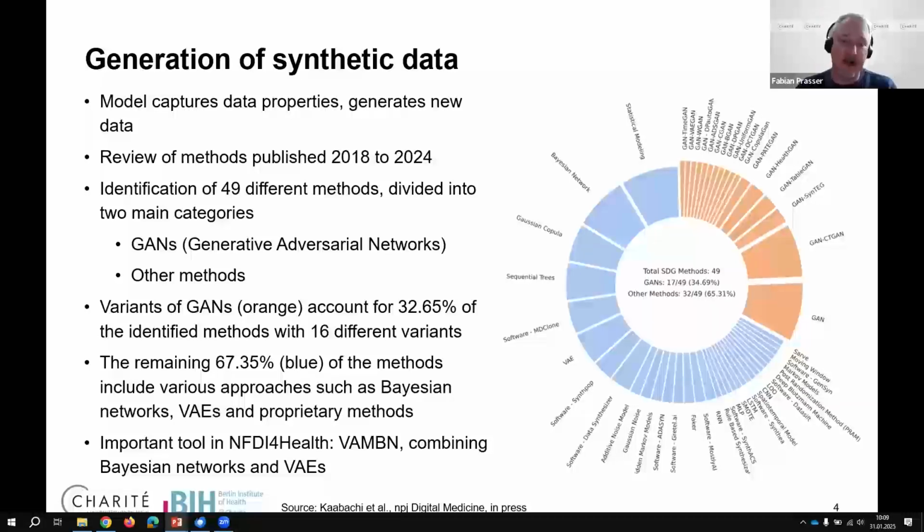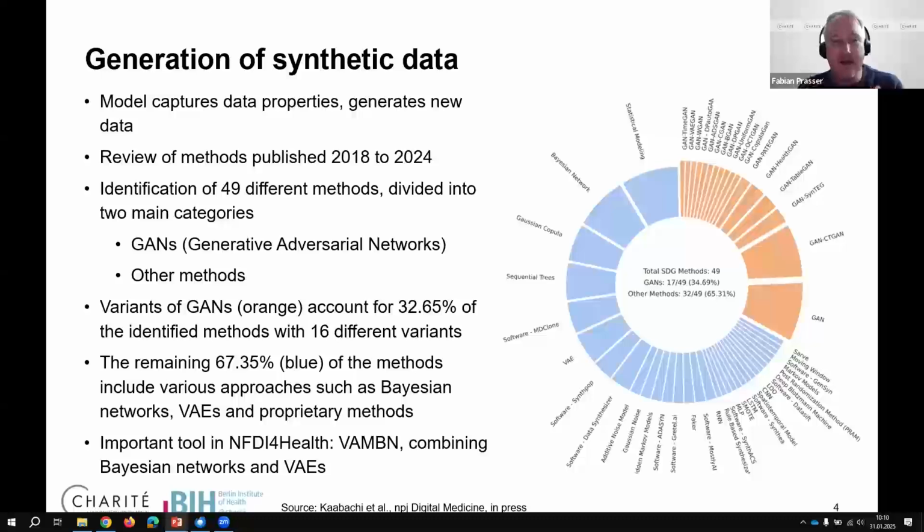And then there's a wide range of different approaches in the other 2/3 of the methods, which, for example, include Bayesian networks and also variational autoencoders, and also a range of proprietary approaches that have been suggested or are provided as tools or services for generating synthetic data. And in NFDI4Health, to give you a sneak peek into the talk by Holger, there's also a tool that is particularly important, and that's the VAMP approach that has been developed by Holger and his team. And this combines, as far as I know, Bayesian networks with variational autoencoders.